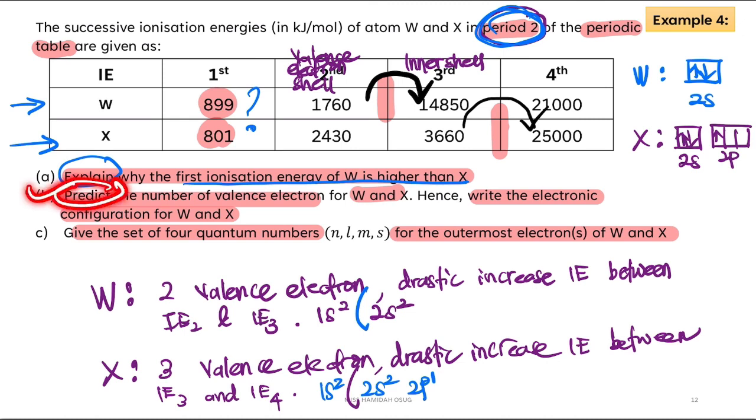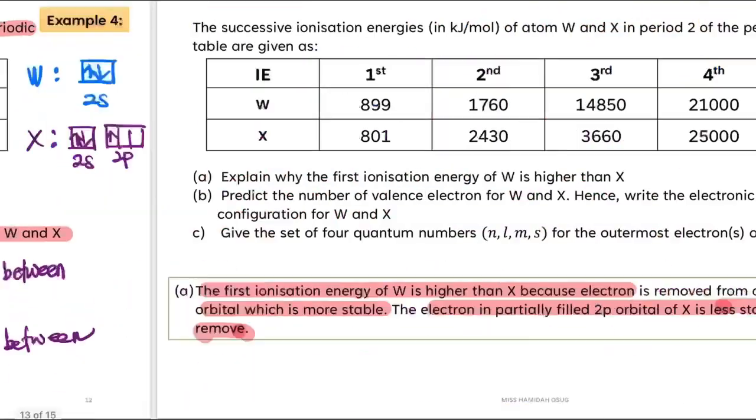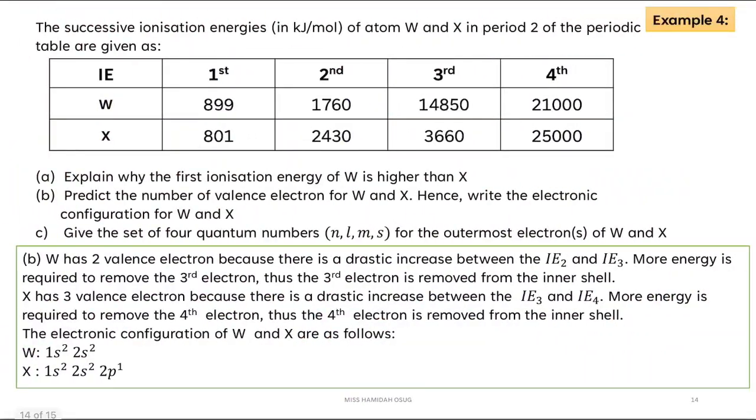Next, for question B, you were asked to predict the number of valence electrons for W and X. Hence, write the electronic configuration for W and X. So, bila dia minta predict, so meaning to say kamu kena bagi explanation juga. Kenapa kamu predict macam begitu? So, this is the full explanation about how to answer question B.